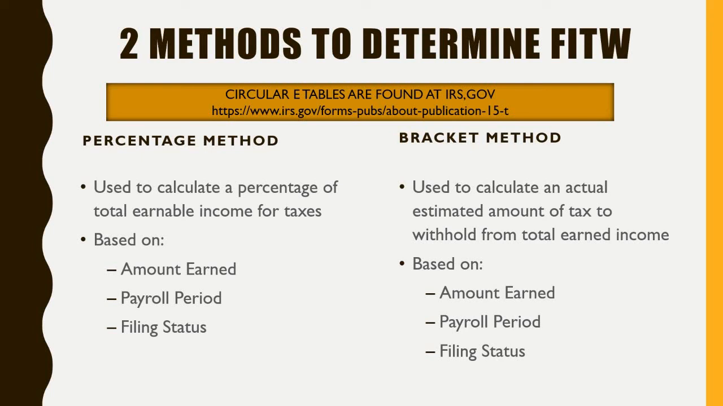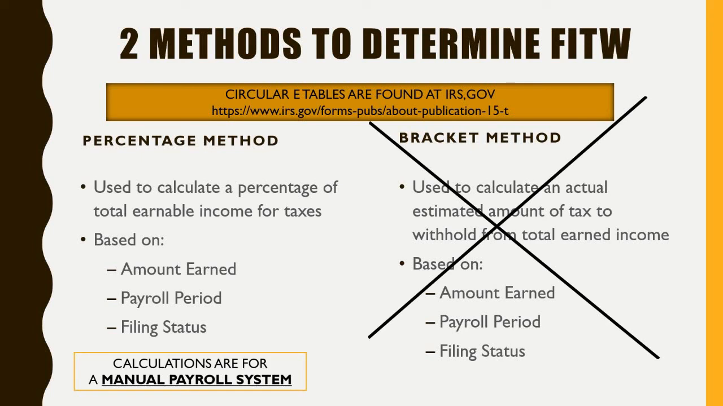In this case, I'm not going to show you the bracket method because that's just way too easy. I'm going to show you the percentage method, which is more commonly used because the bracket method is a rounded number. The percentage method is an accurate number because it's based on a percentage. So the money from the taxes is a little more accurate than it is for the bracket method.